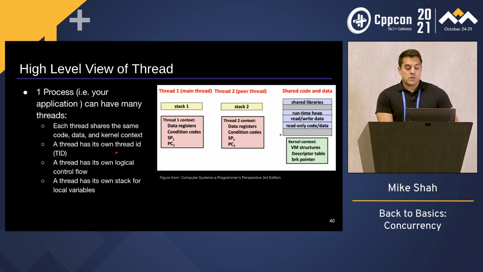Threads, however, have their own thread ID. That's how we know which thread is unique and how it's executing. And it has its own logical control flow, so which line of code, if you want to think about it that way, that it's executing. And then a thread has its own stack for local variables. So the locals available in a thread, that's this stack 2 and stack 1 here, are separate. Now, if you're being really crafty, you could access the different variables, but that might be a little bit dangerous. But ideally, threads have their own local storage. And that's what they have that's unique to them.